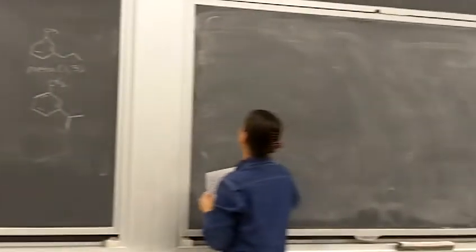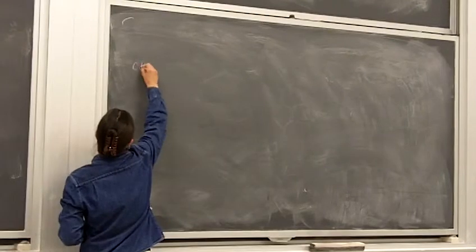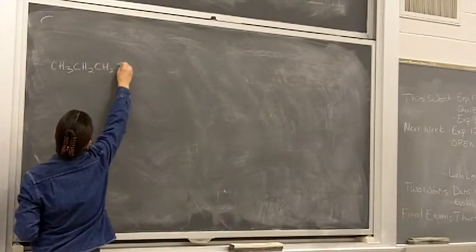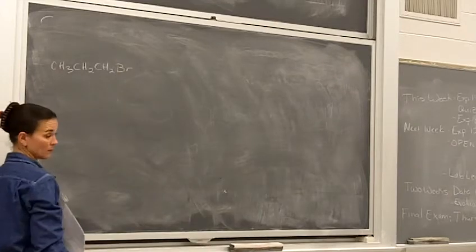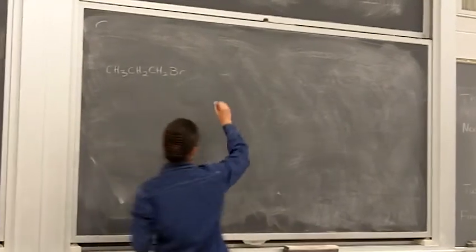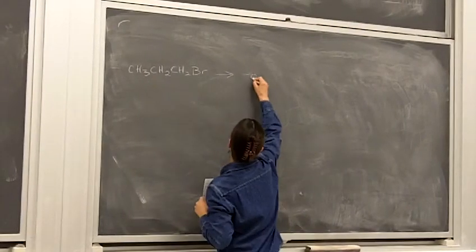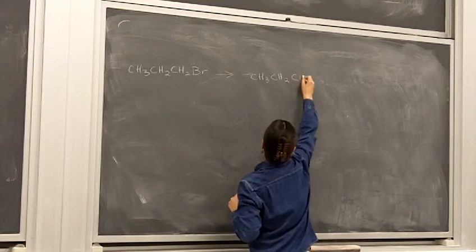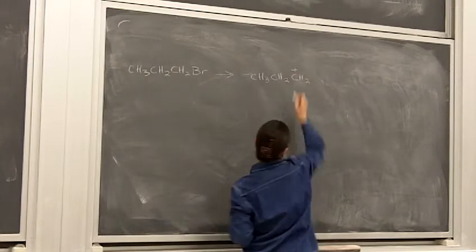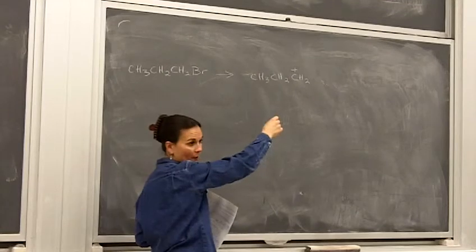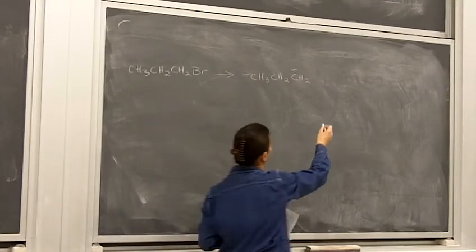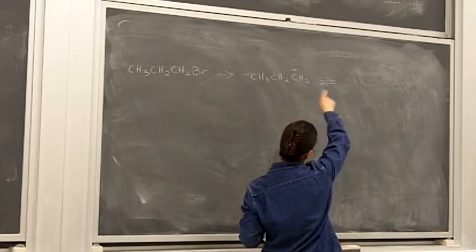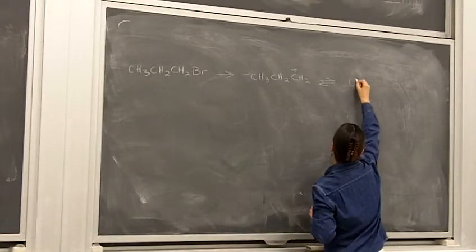And so 1-bromopropane can form either this, which would be the direct formation of the carbocation, okay, or it can equilibrate to a more stable carbocation.